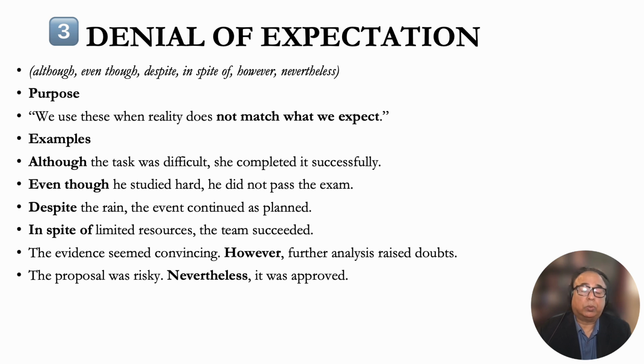And one of his examples that I loved: John was late in leaving. So you expect John to be late, right? To a meeting, for example. However, he arrived on time. So what is the purpose? We use these linking words to express a denial of expectation. So we use these when reality does not match what we expect. If someone is leaving late, you expect them to be late, but then they come on time somehow. Maybe they drive fast. So these are the examples.